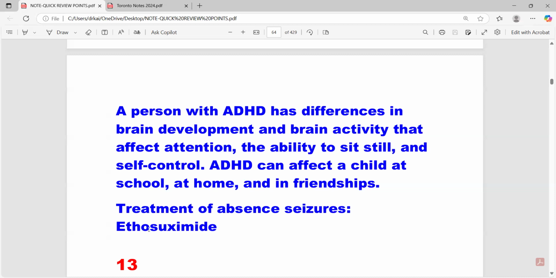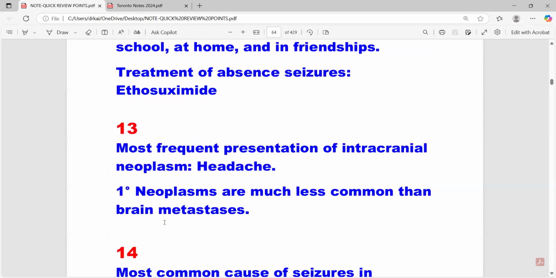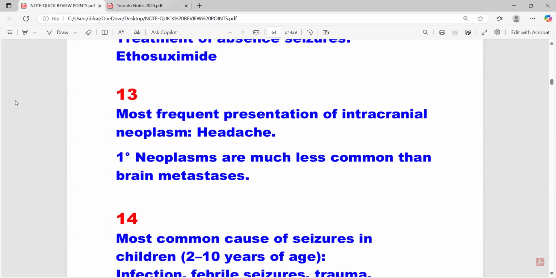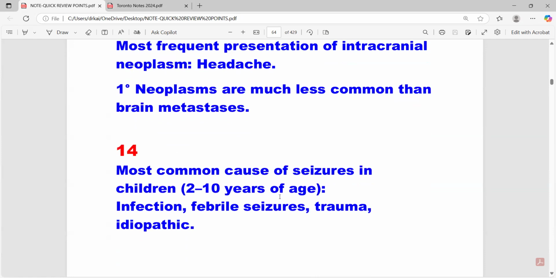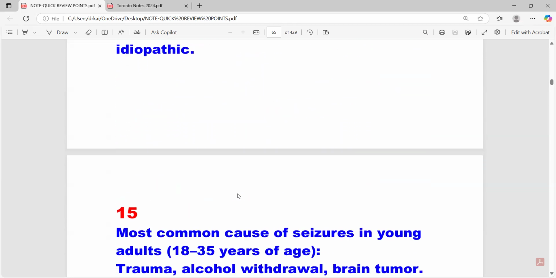So treatment of absence seizure here is ethosuximide. Most common presentation of intracranial neoplasm is headache. Neoplasms are less common than the brain metastasis. Most common cause of the seizure in the children is basically 2 to 10 is infection. Usually the infection is one of the most common sources, and we try to rule out if it's a meningitis or anything like that. And then febrile seizures are very common, then trauma, and then idiopathic.